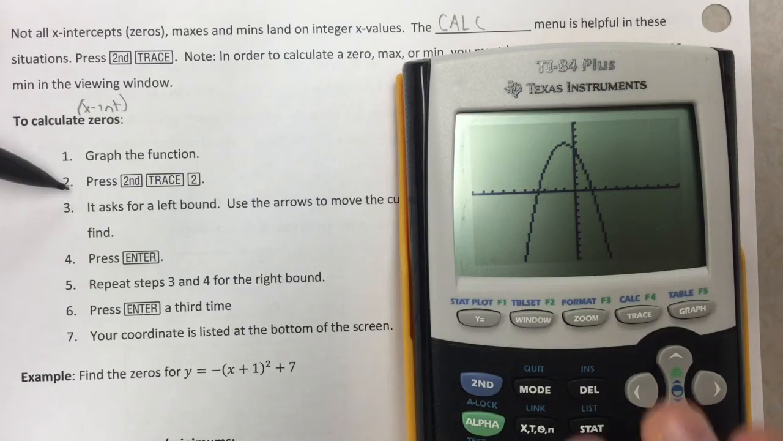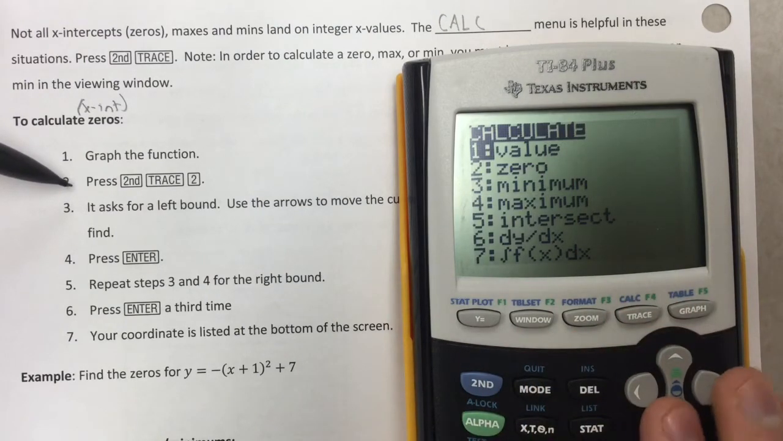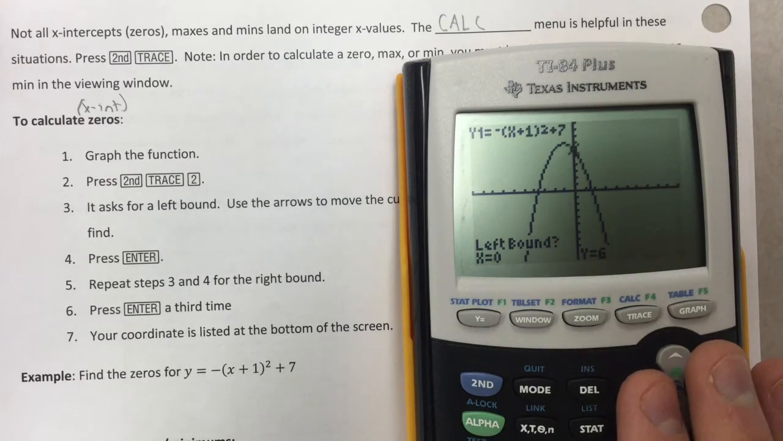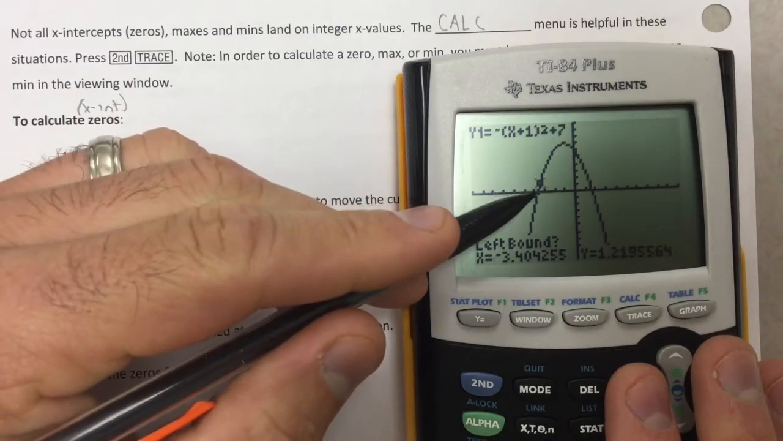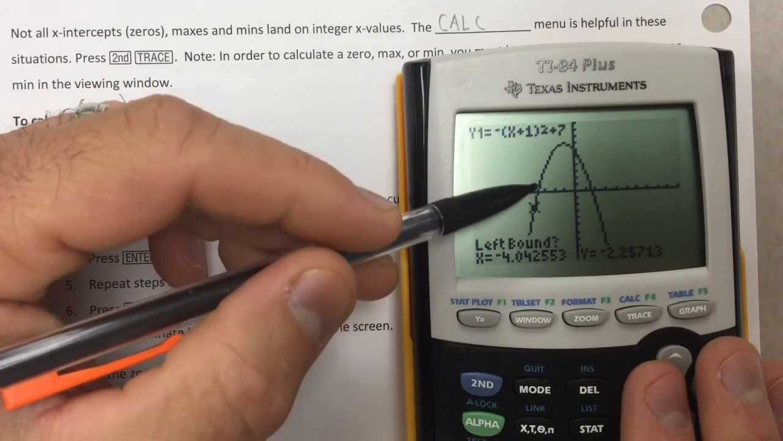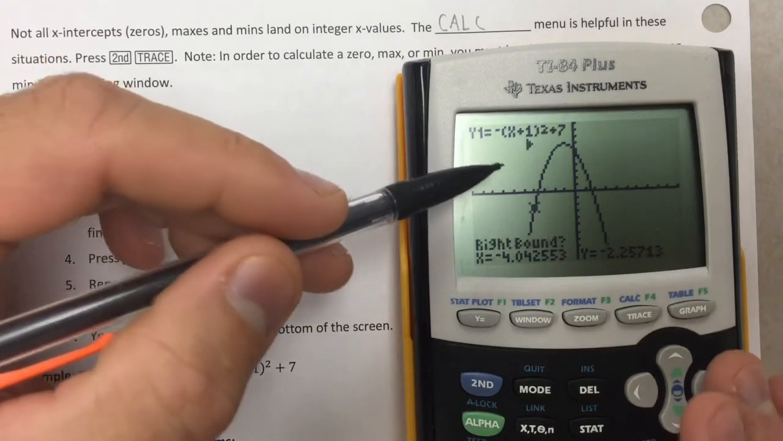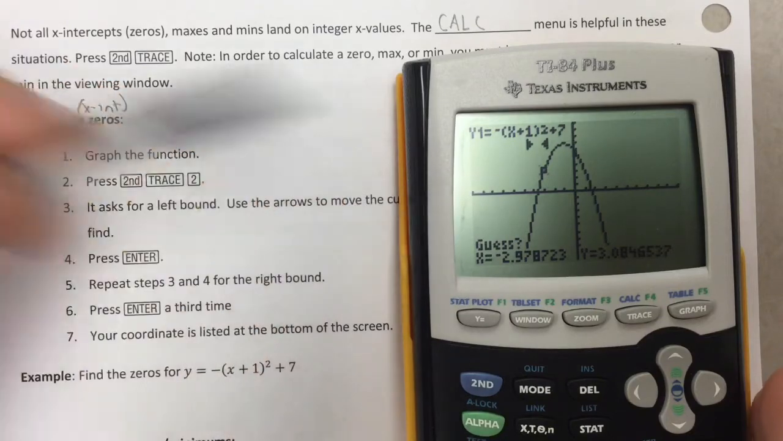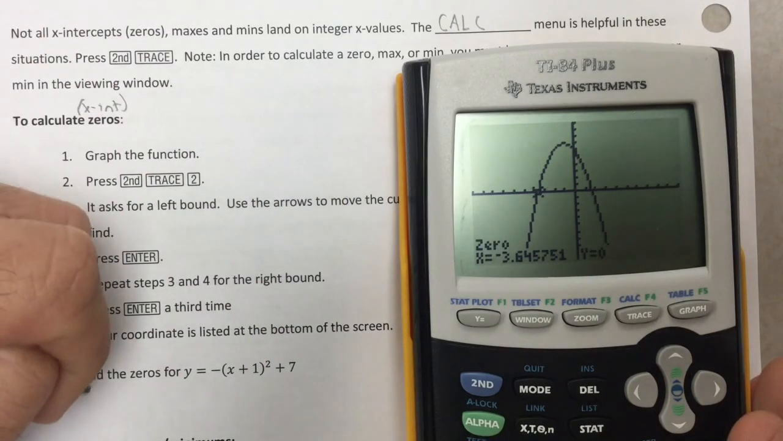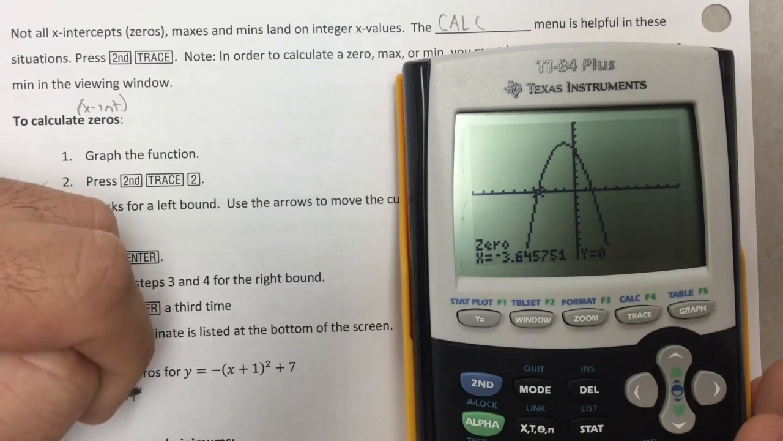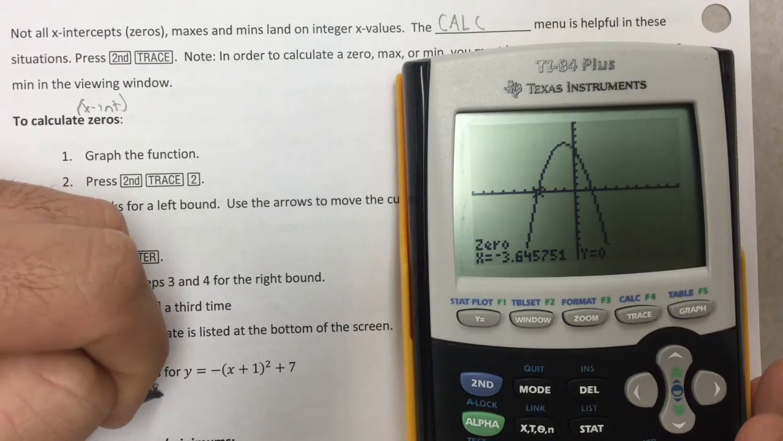So the way I do that, I follow these steps here. So I graph it, I press second trace, which is calc, 2 for 0, and then it says left bound, right bound. So I have to figure out, I'm going to find the one on the left first. So I have to make my cursor go to the left of this root. So although it's down, it's also to the left, because right here's the root, it's to the left of it. And then it says right bound, so I got to scroll up and go on the other side of it to the right. It says guess, I press enter one more time, and it tells me that the one x-intercept is negative 3.645, I'll round to 8, comma 0.